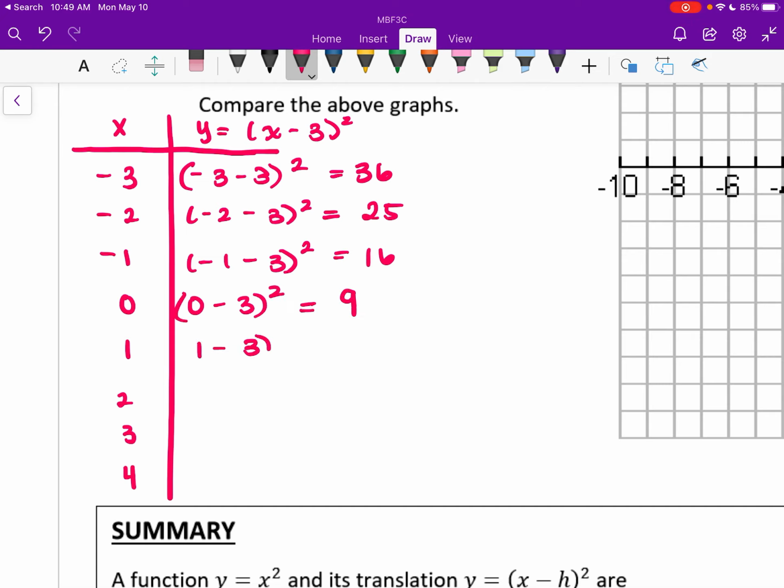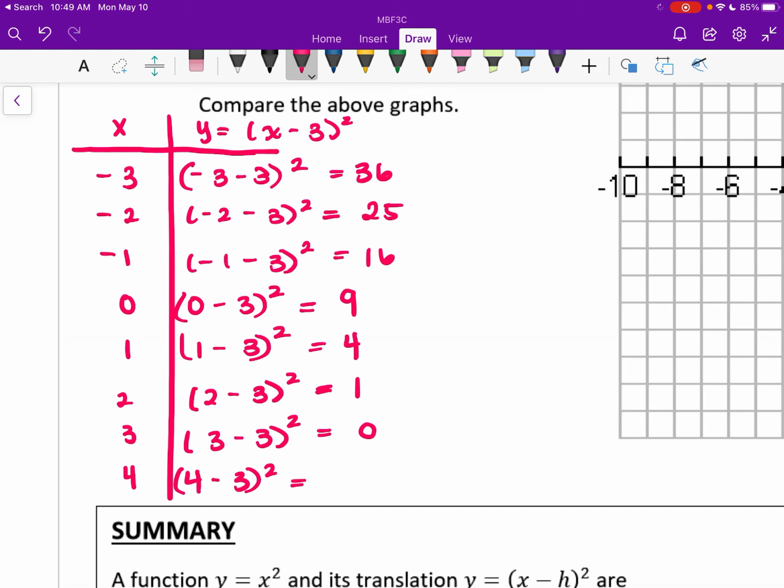1 minus 3, squared, is going to give me... 1 minus 3 is -2. Then if we square that, it's going to give me 4. 2 minus 3, squared. 2 minus 3 is -1. Squared is 1. 3 minus 3, squared, is 0. 4 minus 3 is 1. Squared is going to be 1.